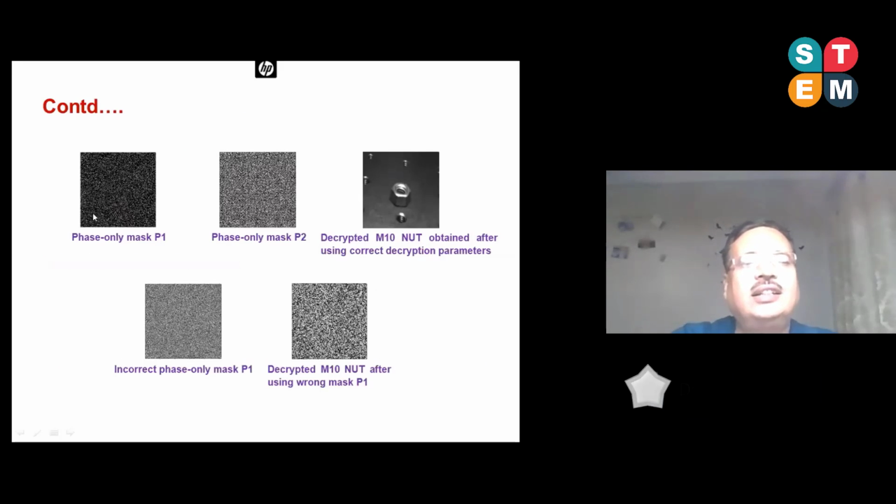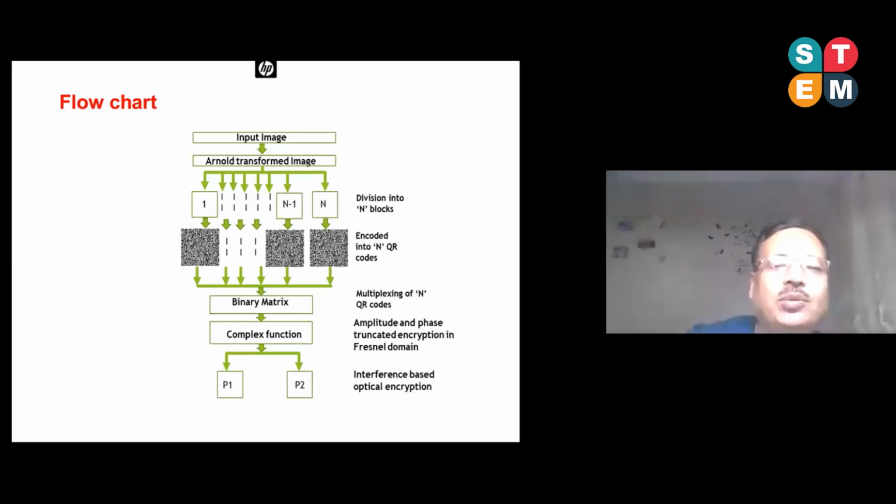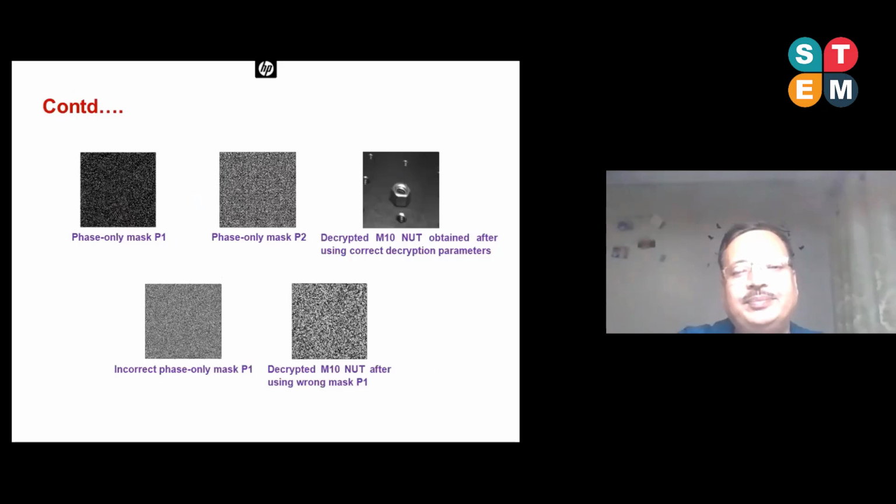Then these are the two phase-only masks, P1 and P2 or M1 and M2, whatever we call them. These two phase-only masks we have generated analytically, and by applying them and following all the processes I showed in this algorithm flowchart, we retrieve the full image and obtain the original image back.